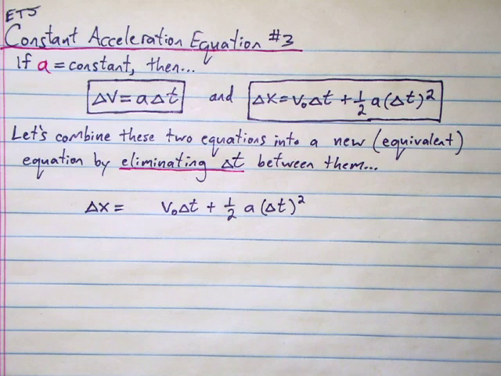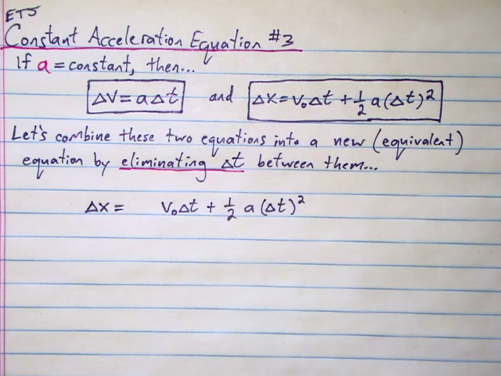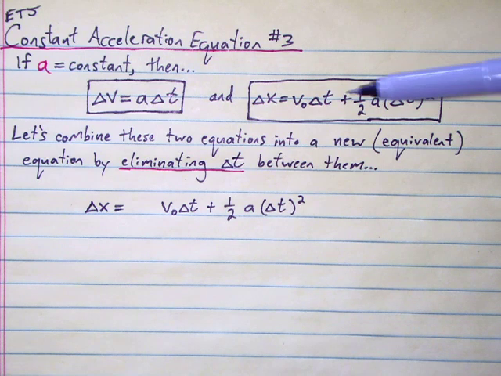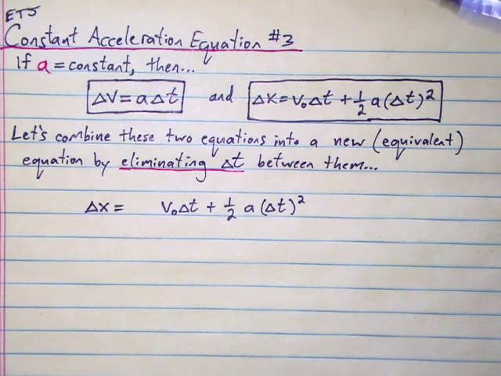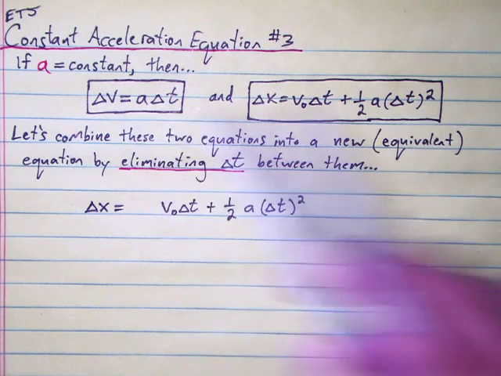All right, the third constant acceleration equation. So far we know that if an object is moving with constant acceleration, its motion can be described by these two equations right here. But we can come up with a third one, not by adding anything new to the scenario, but just by eliminating time between these two equations.